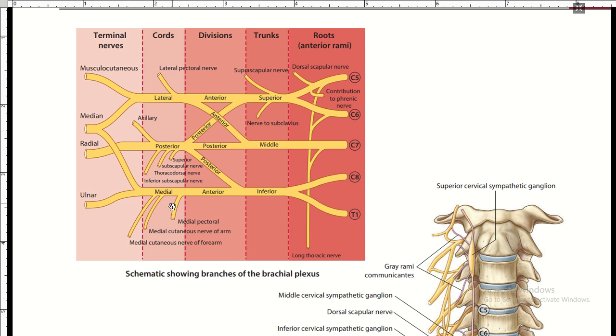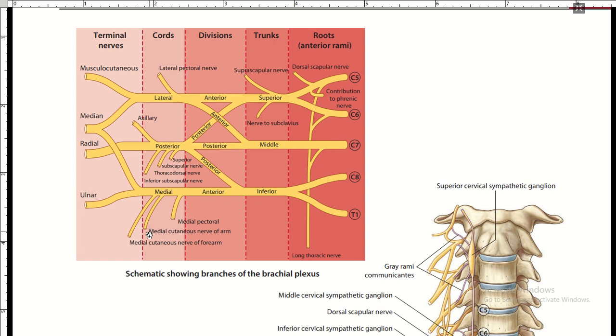As for the medial cord, you use the mnemonic code: most medical men uses morphine. Most medical men uses morphine. So let's go with it. You're going to have the first M, the medial pectoral nerve. The medial pectoral nerve supplies the pectoralis minor and the pectoralis major. So the pectoralis major is going to have dual innervation from the lateral pectoral nerve and the medial pectoral nerve.